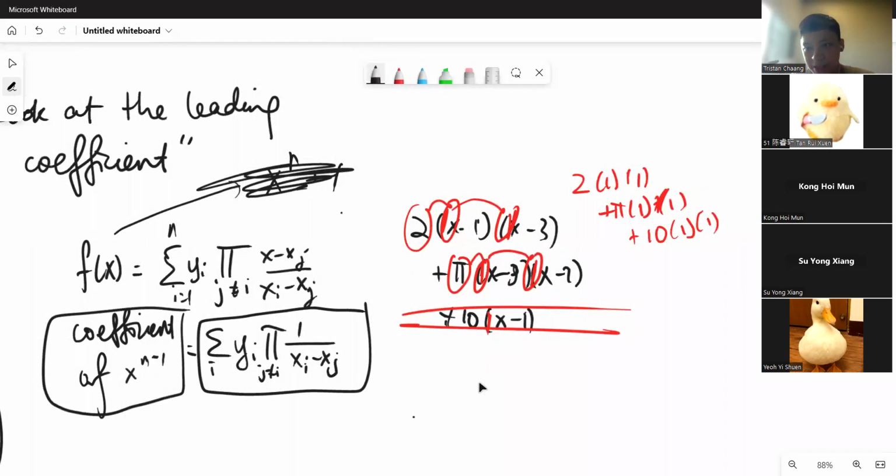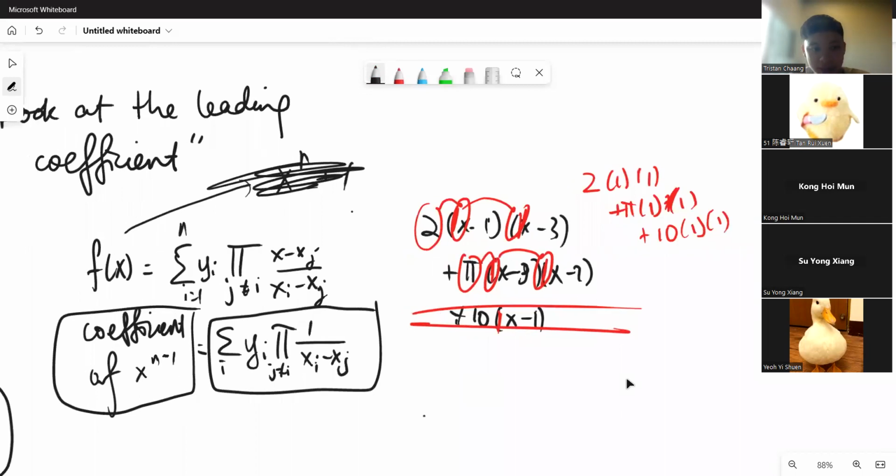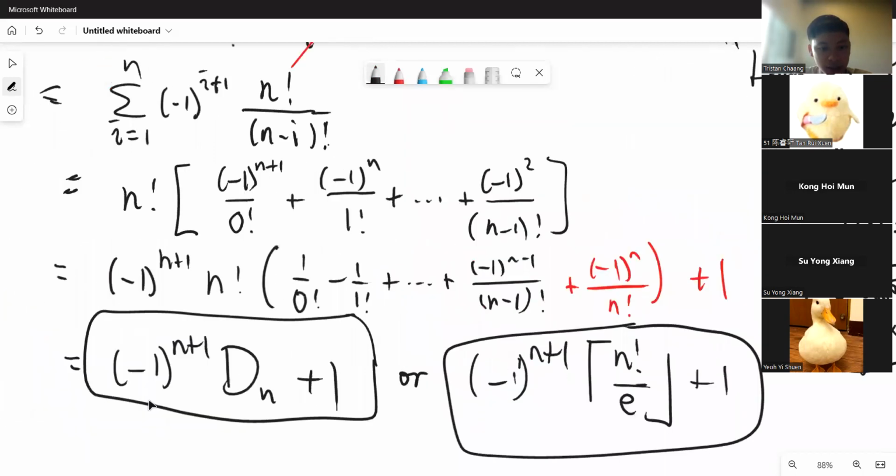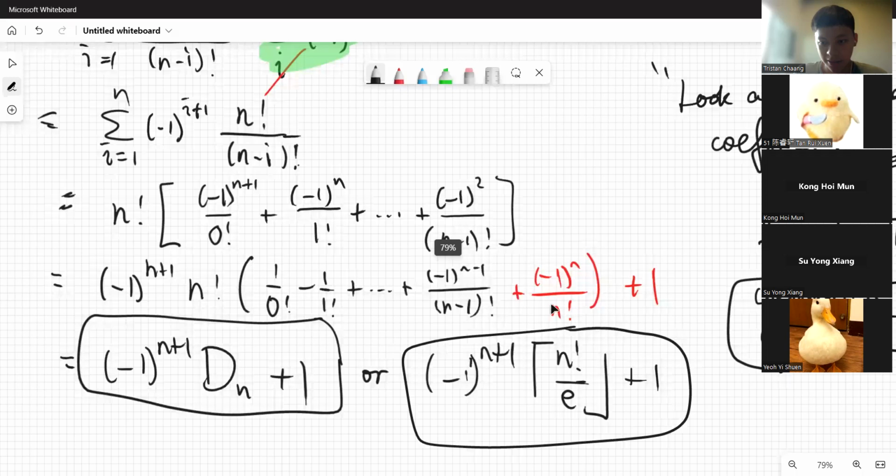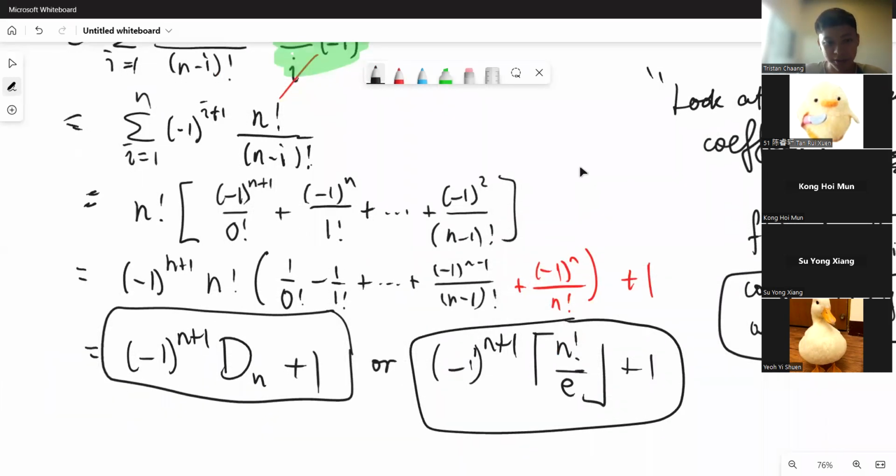So any other questions? You can try the exercises. May I know how I got the answer at the last line? You mean the two circled ones? Or you mean the one with the red? Okay, the two circled ones.